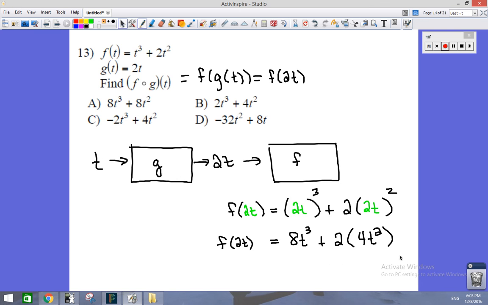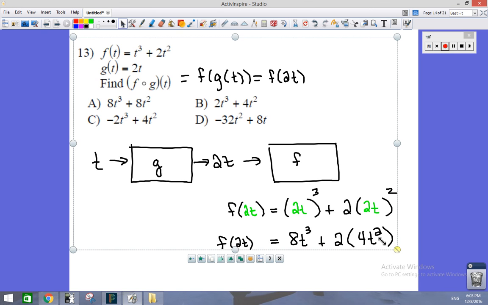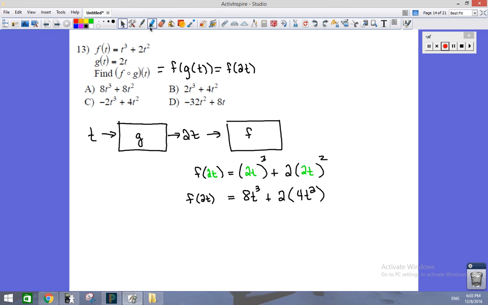And we're pretty much almost done. I claim that what's going to come out of this assembly line, this function of f composed with g of t, is going to be 8 times t cubed plus 8 times t squared, because 2 times 4 is 8. So let's look and see, is that a choice? And there it is, choice A. All right, so I hope that helps.